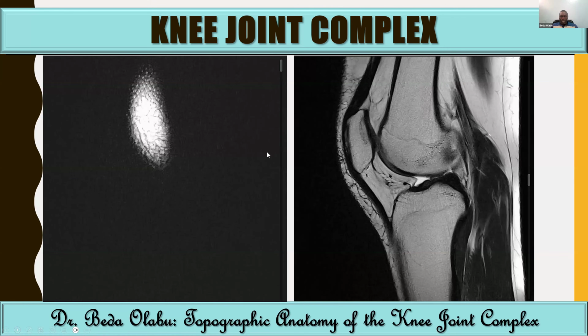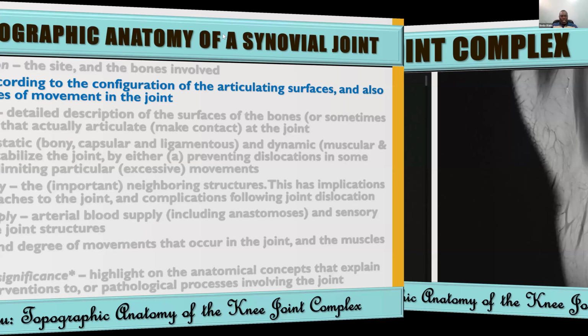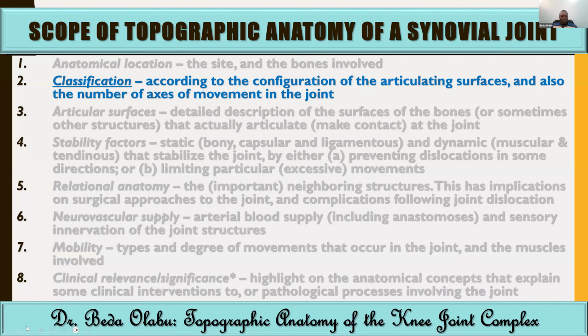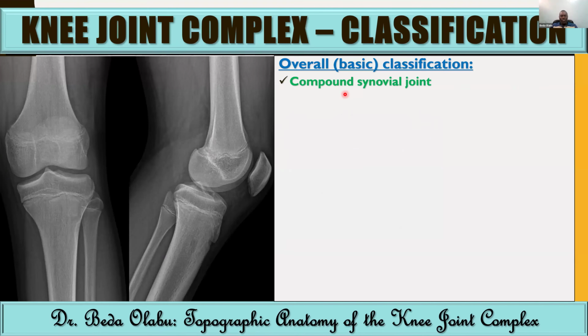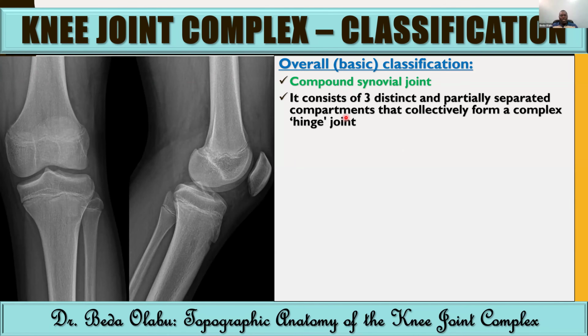All right, we can now go to our next agenda, which is the classification of the knee joint. How do we classify the knee joint? Overall, we can say that the knee joint is a compound synovial joint. I think we've already underscored that. We call it compound because there are three bones, basically, which we're talking about.